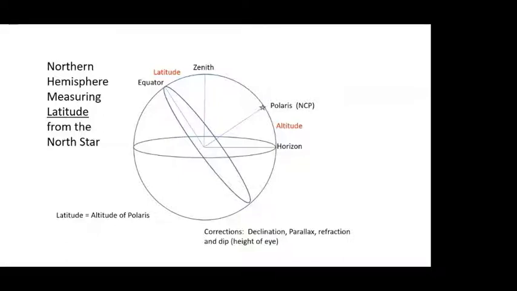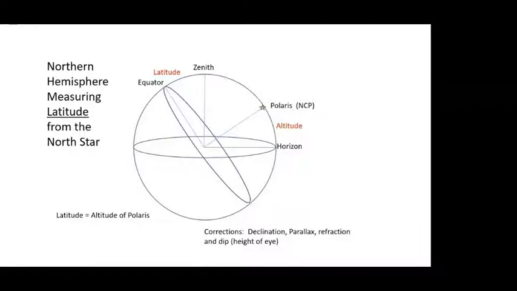Now there are two right angles involved here. The angle between the equator and Polaris, and the right angle between the horizon and the zenith. If you take your sextant and you measure the altitude of Polaris, here you can see it on the right, you can say that the latitude corresponds exactly to the altitude of Polaris. Unfortunately, it's not quite true. There are some corrections you must make.